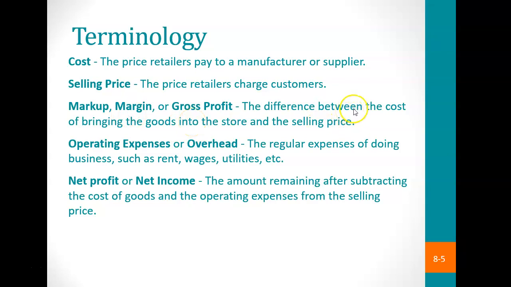The difference between the cost of bringing the item to the store and the selling price is known as the markup, the margin, or the gross profit. So again, if you pay $200 as the selling price, the retailer only paid $75 for the item, and the difference of $125 makes up what we call the gross profit, the markup, or the margin. We'll talk more about that.